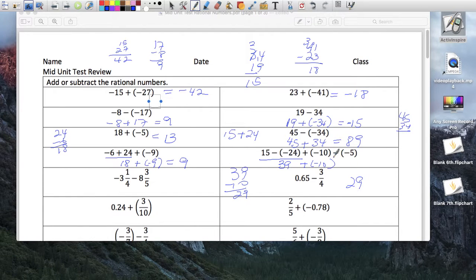Now I'm going to do this part here. Minus negative 5. And gets 29 plus 5, which gives me a total of 34. Okay.